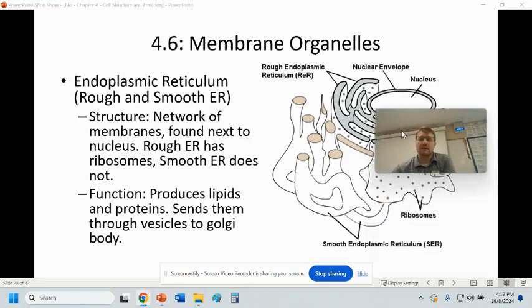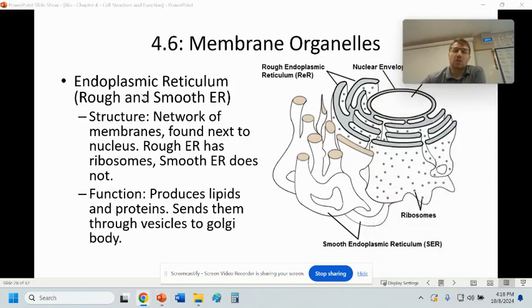Now, vesicles are going to be produced by something called the endoplasmic reticulum. This is the ER. We have two different types. We have rough and smooth. And basically, the rough have ribosomes attached while the smooth does not. And this is, again, just a network of membranes. They're going to be found next to the nucleus. Now, their function is to produce things called lipids and to produce things called proteins. We've already kind of seen this, but they produce both of them. And they send them through vesicles to the Golgi body, which we're going to get to next.